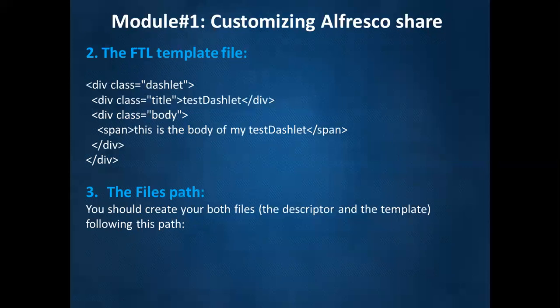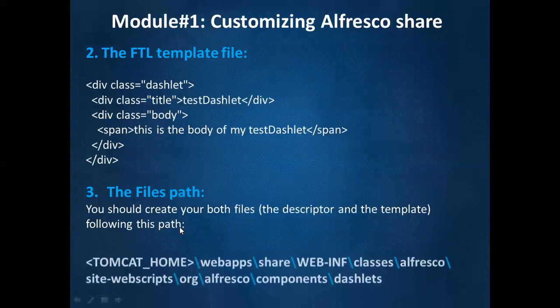We spoke about three points. The first point is the first file that we need, the descriptor file. The second point is the FTL template file that we need, and the third point will be our path. We need to choose or fix the path where we will put these two files. Okay, you should create both files, the descriptor and the template, following this path.